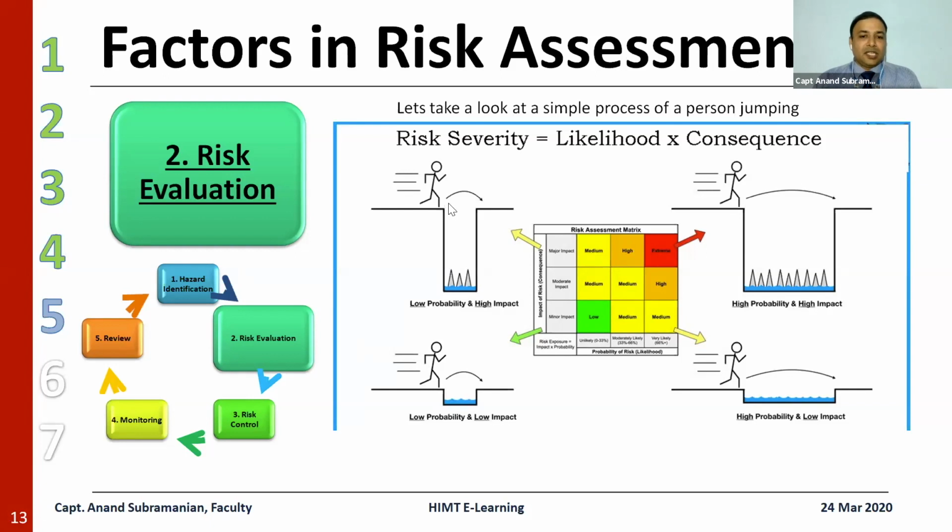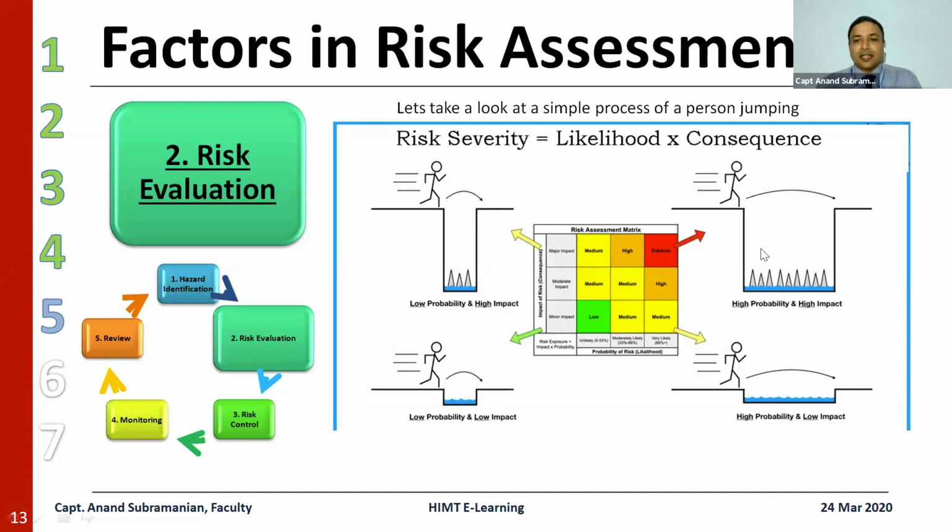Why? Because of the consequences. Even though the probability is low in both, meaning the gap is small and he can comfortably jump across, here we are talking about the consequences. In the top case, the consequence is a high impact, which means it's very, very serious. In the bottom case, it's maybe just a 1 foot gap from him. So the impact is low for him.